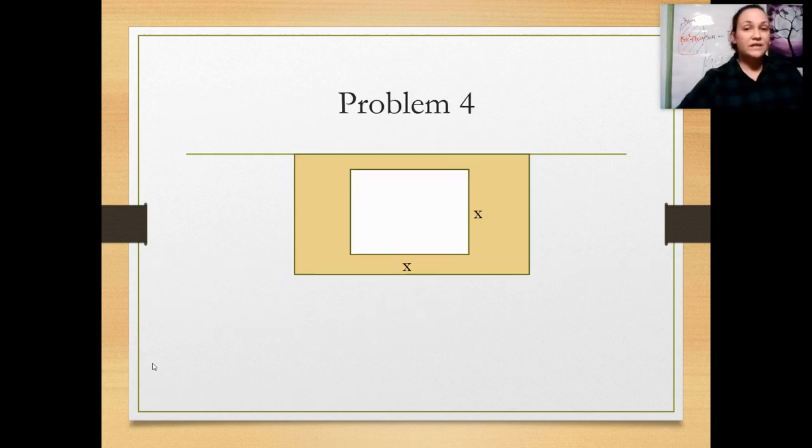So here is problem number 4. And problem number 4 gave us a picture. It's not the best picture. It has the dimensions of the inner part of the picture, right? That inside it's a square because it's the same.